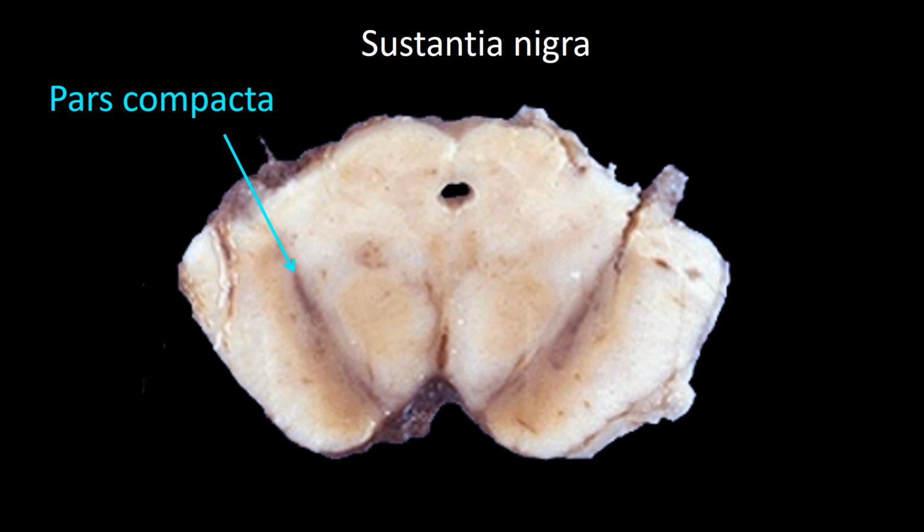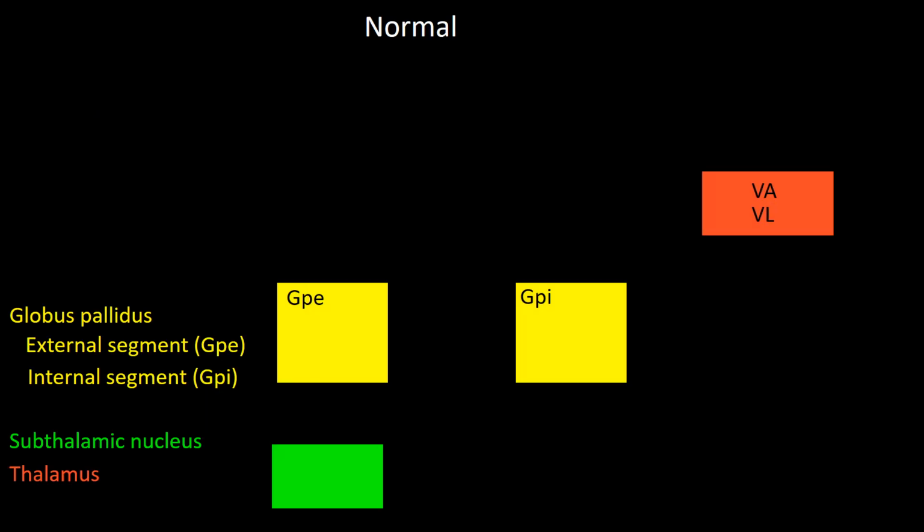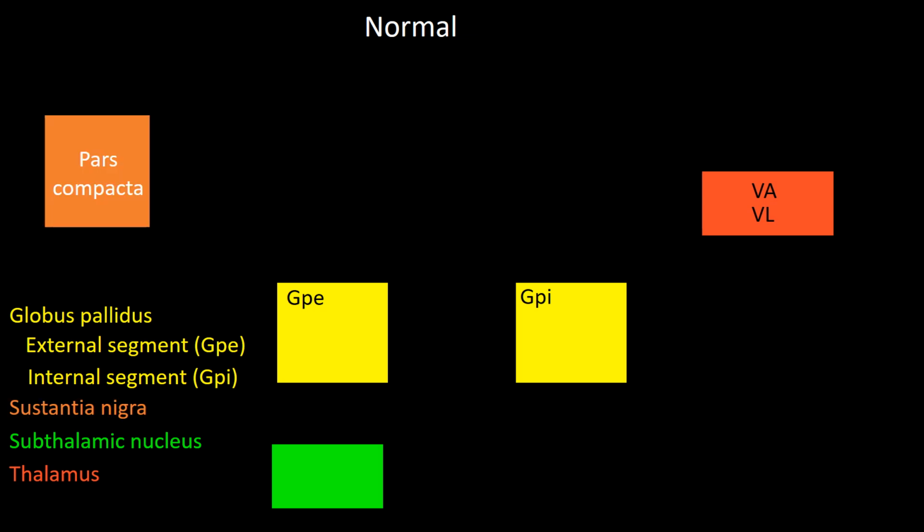Here I am pointing to the pars compacta, which I have delineated in the opposite side. Here I am pointing to the pars reticulata, which I have delineated in the opposite side. So we will introduce a new element to the basic figure, the pars compacta of the substantia nigra.